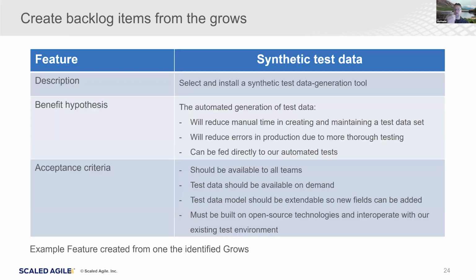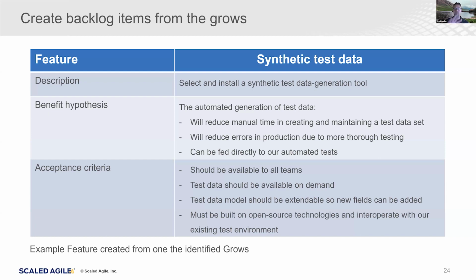From there, then you can create those actual backlog items. So you can formulate those into those features that the Agile release trains will pull into their PI planning for, here's the actual improvements that we want to make. And we want to define that the way we would any other feature. So we want to select and install a synthetic test data generation tool. Here's our benefit hypothesis of why we believe that this is going to be a benefit, and our acceptance criteria around that. Get that in the backlog.